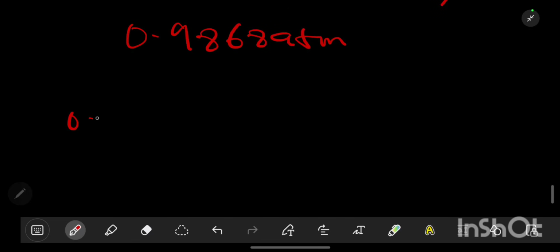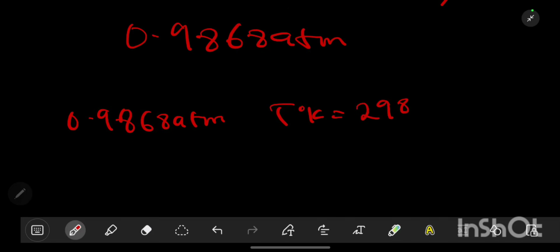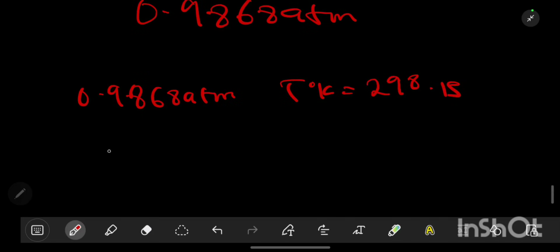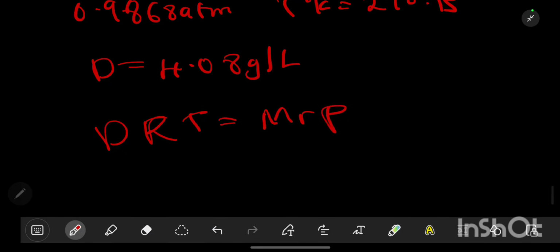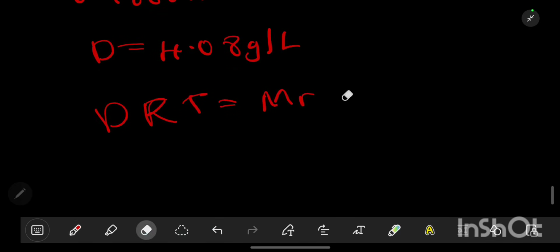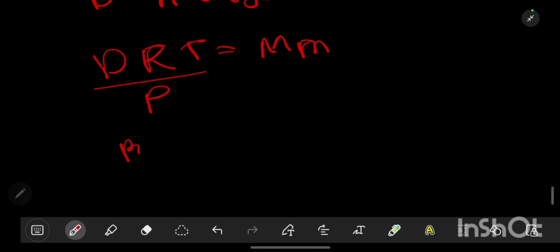So the pressure is 0.9868 atm. We have the temperature in kelvins equal to 298.15. Then we also have the density equal to 4.08 grams per liter. So using our formula, dRT should be equal to Mr P, like that. So we made it the subject of the formula. We have over P, so molar mass. So the molar mass should be equal to the density.